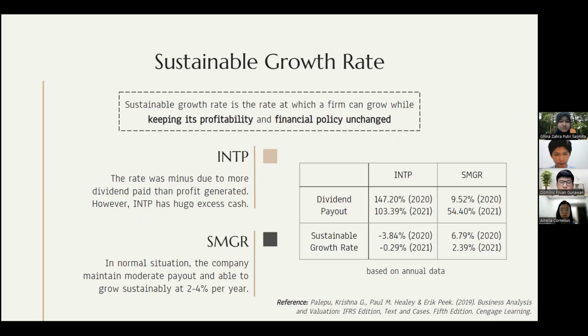However, INTP has huge excess cash that the company doesn't use for its operation. The next one is the SMGR. In a normal situation, the company maintained moderate payout and was able to grow sustainably at approximately 2 to 4% per year. However, from the data in this table, we could see that in 2020 the sustainable growth rate increased due to lower dividend payout because the company was anticipating the impact of the COVID-19 pandemic.